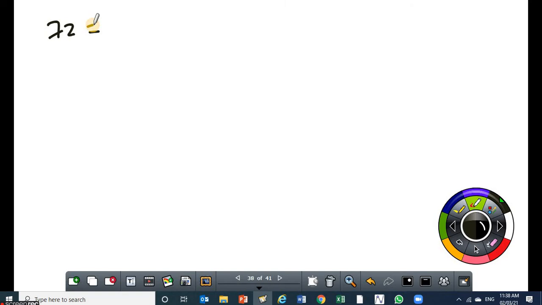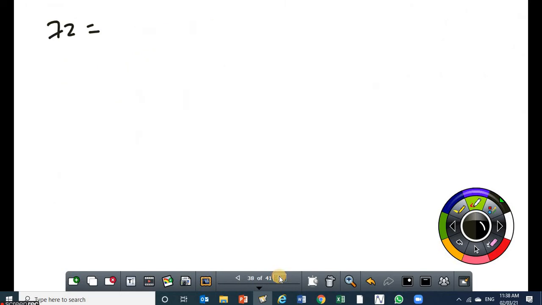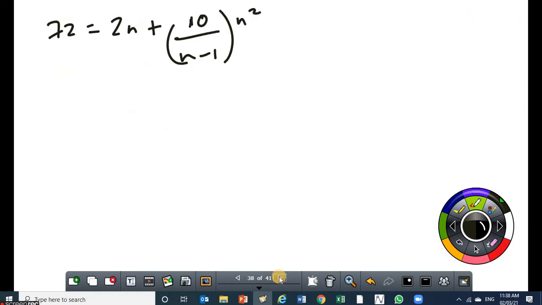So it will be 72 equal to 2n plus 10 over n minus 1 times n squared. And here I can also carry on. Then I've got minus dn. So that will be minus n times 10 over n minus 1.